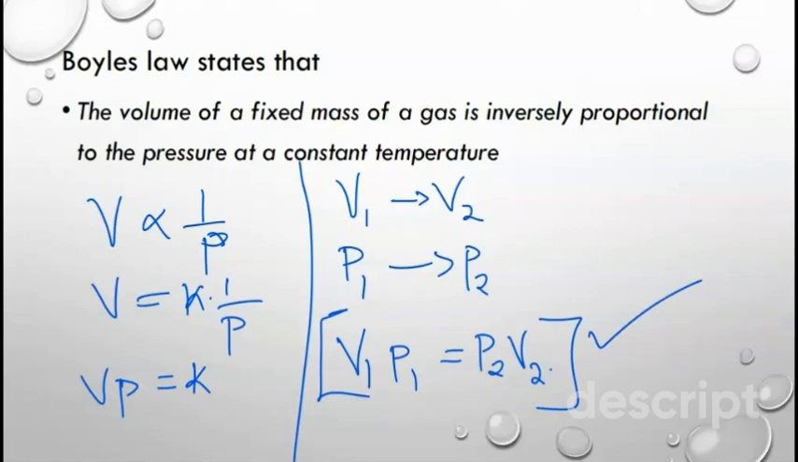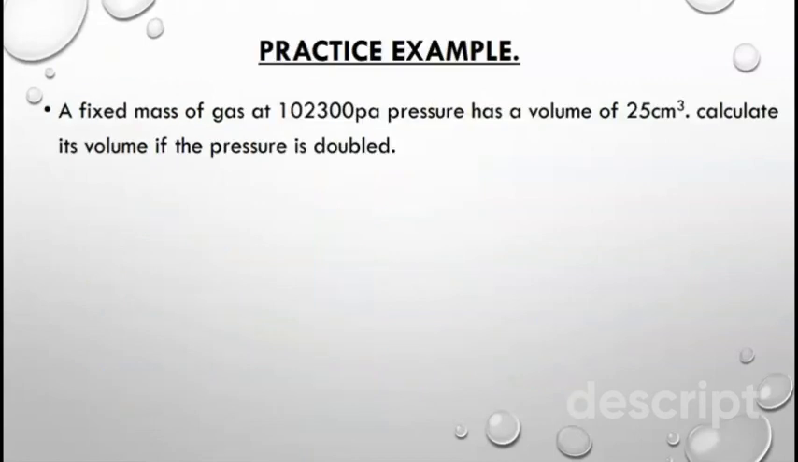Let us see if we can use the formula to solve a numerical problem. This gas has a volume of 25 cubic centimeters. Calculate its volume if the pressure is doubled. Now from the graph, we learn that when the pressure is doubled, the volume would be halved. If the pressure is halved, the volume will be doubled, since the volume is inversely proportional to the pressure.